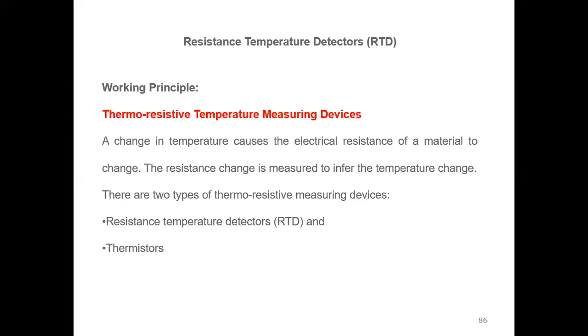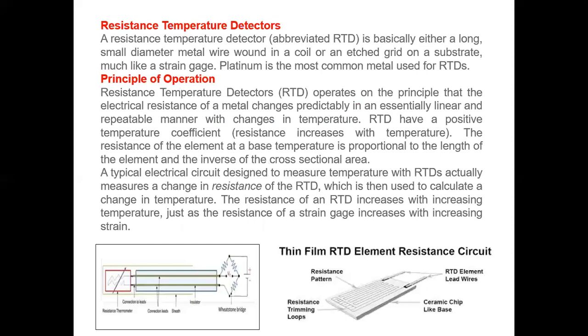So, working principle. The thermoresistive temperature measurement device: a change in temperature causes the electrical resistance of a material to change. The resistance change is measured to infer the temperature change. There are two types of thermoresistive measuring devices: one is the resistance temperature detector and the other is the thermistor. The resistance temperature detector, abbreviated as RTD, is a small diameter wire wound in a coil or etched in a grid on a substrate, much like a strain gauge. Platinum is the most common metal used in the RTD.